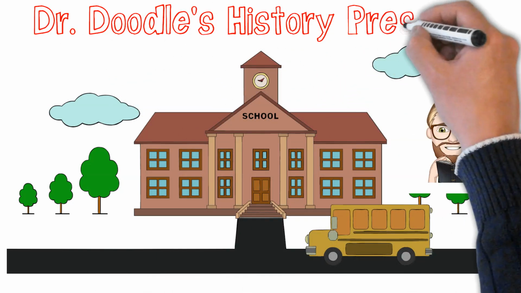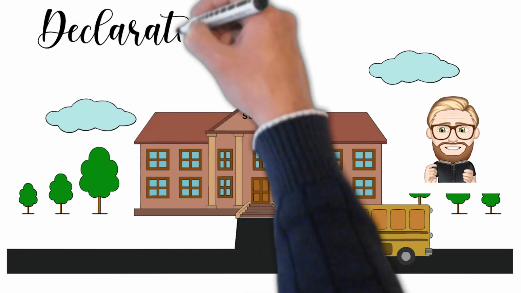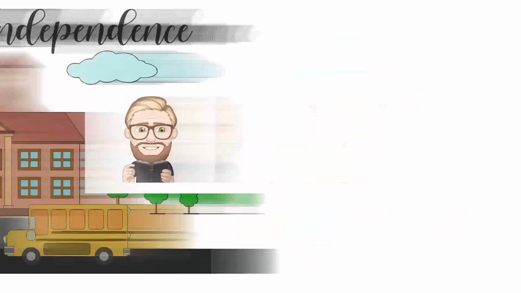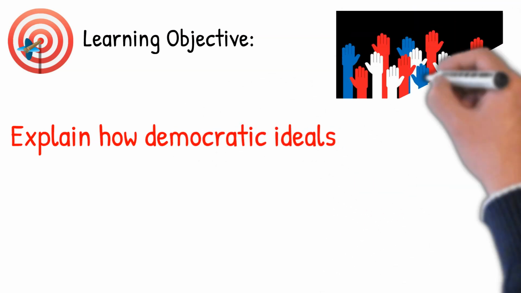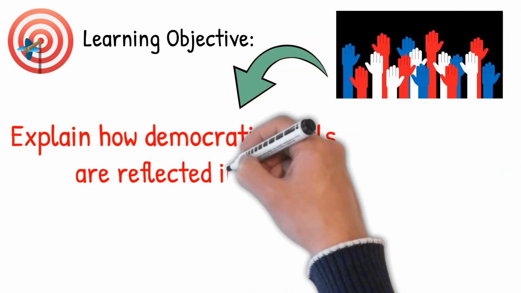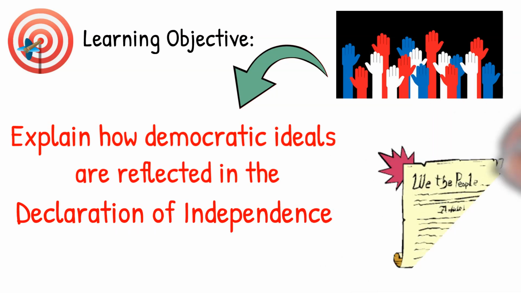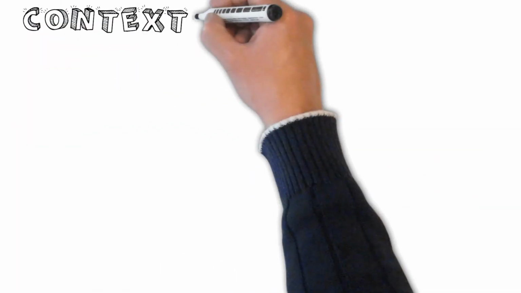Today, we will be looking at the Declaration of Independence and getting you ready for the AP Gov exam. Our AP learning objective for this document is to explain how democratic ideals are reflected in the Declaration of Independence. Before we begin, let's provide some context.